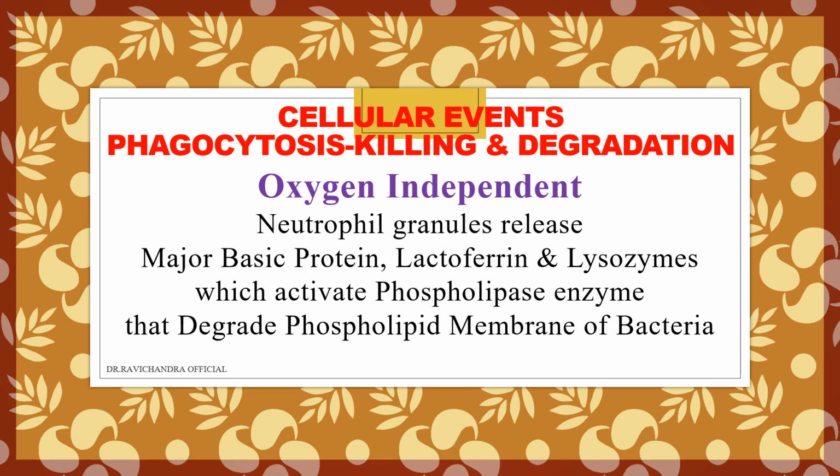So, phagocytosis killing can be oxygen dependent or oxygen independent. Oxygen dependent is associated with the hydrogen peroxide myeloperoxidase allied system. Oxygen independent will be happening with the help of major basic protein, lactoferrin, and lysozymes, which will activate the phospholipase enzyme that will degrade the phospholipid membrane of the bacteria.